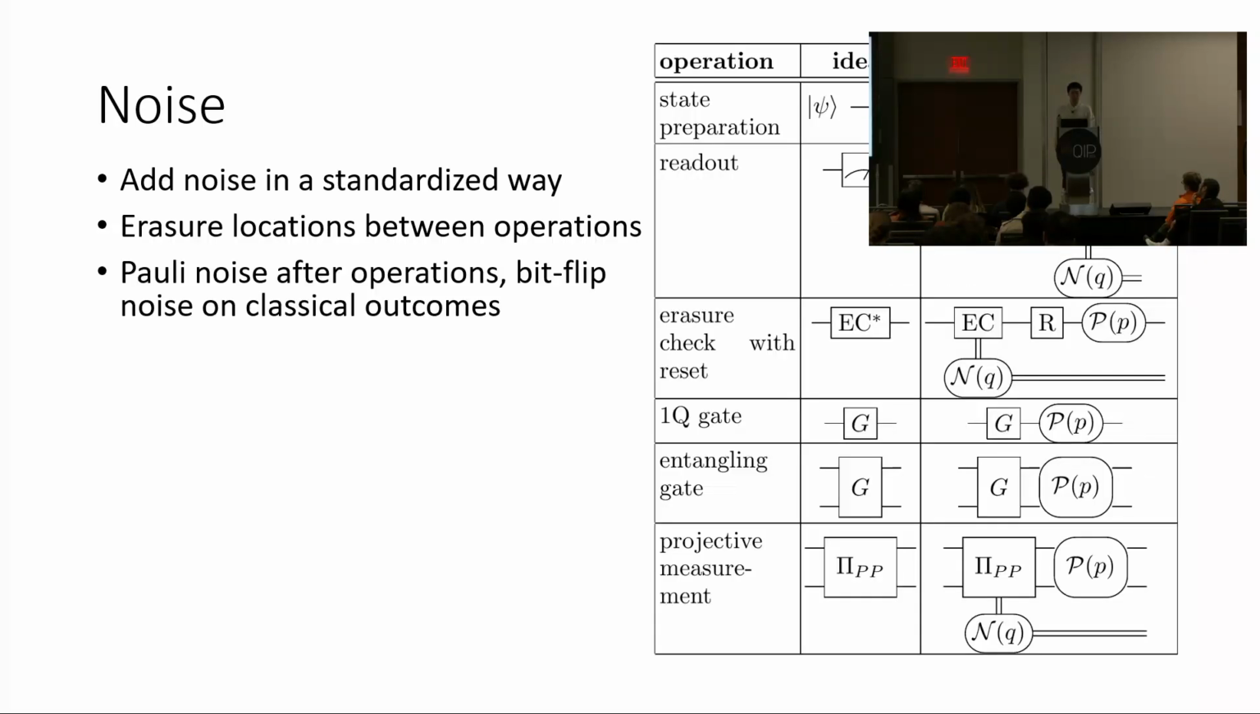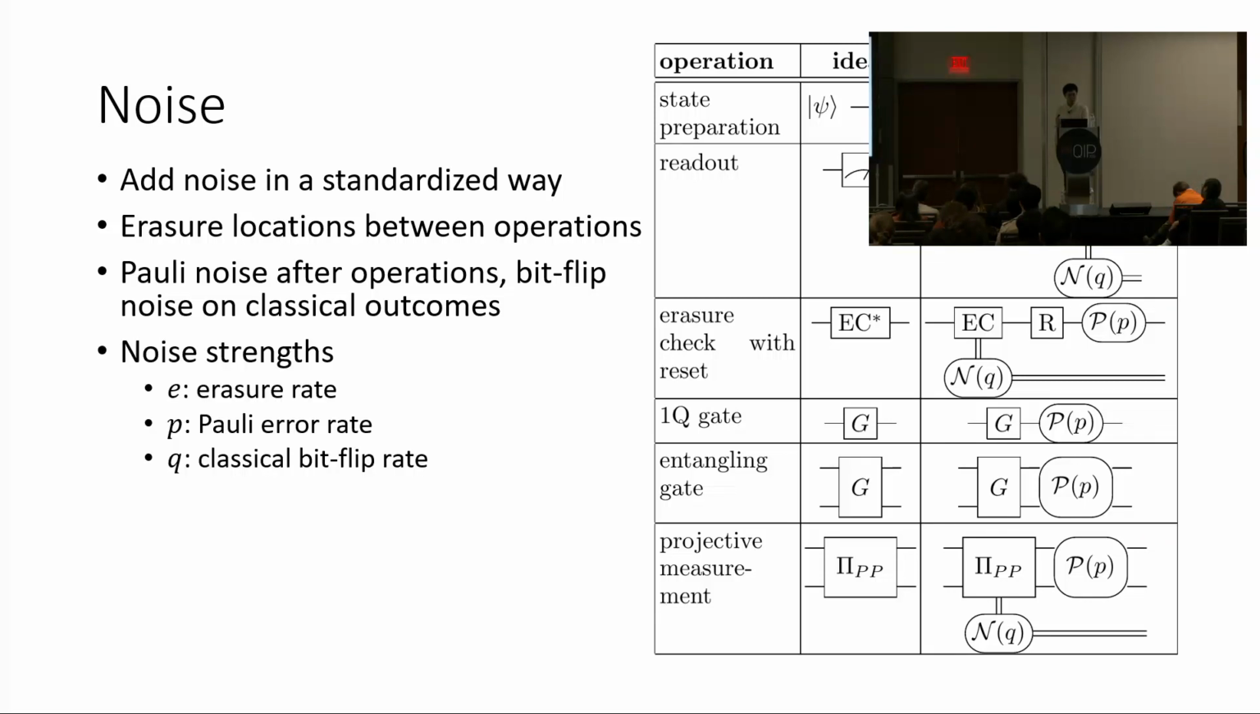Then we would also put Pauli noise after 2-qubit or 1-qubit operations. So this is the same as for stabilizer circuits. And we would also put bit flip noise on the classical outcomes. So the classical outcomes would be for erasure checks and also for some Pauli measurements. So far, this is pretty general. Like we can specify different noise strength at different locations.